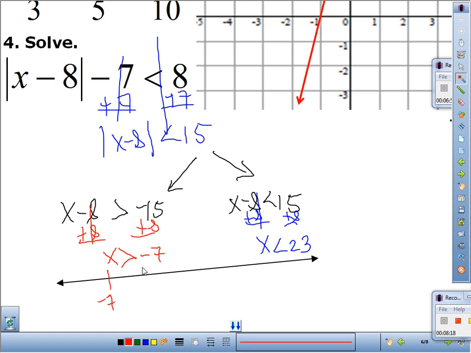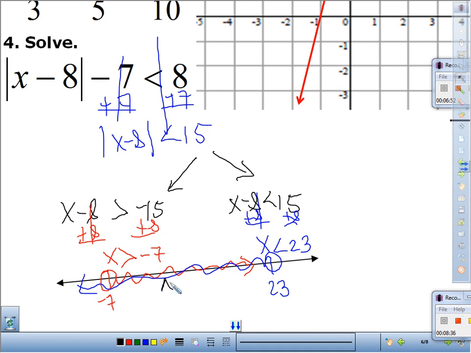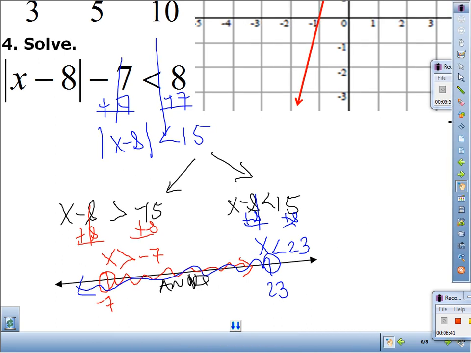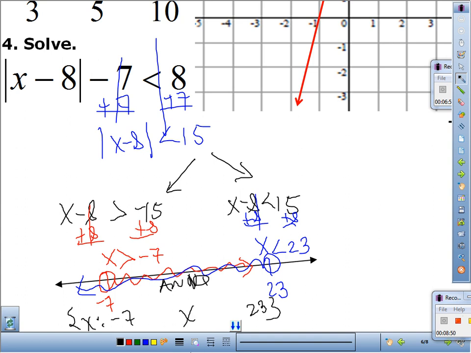Negative 7. Does it include the negative 7? No, it's an open point, and it reads, x is greater than negative 7. What's greater than negative 7? Everything to the right. And I got 23, it's not included. X is less than 23, everything to the left. And what do you guys notice? That this is an "and". So, solution set. X such that negative 7, 23. X has to be in between those, yes?